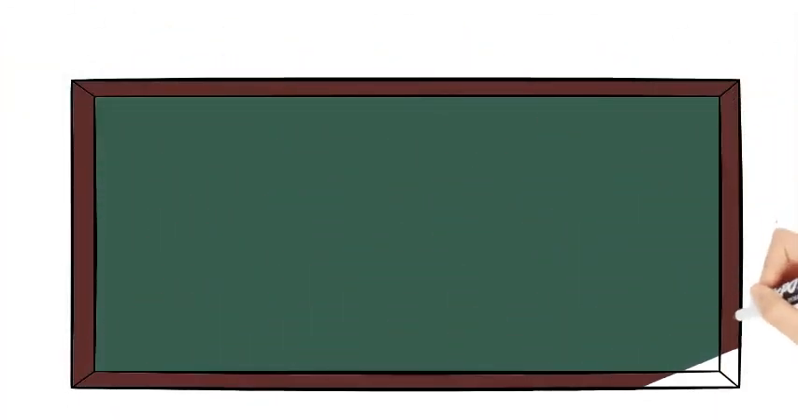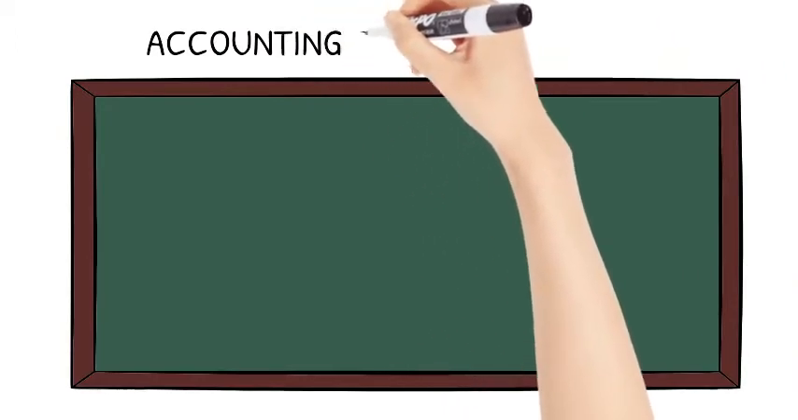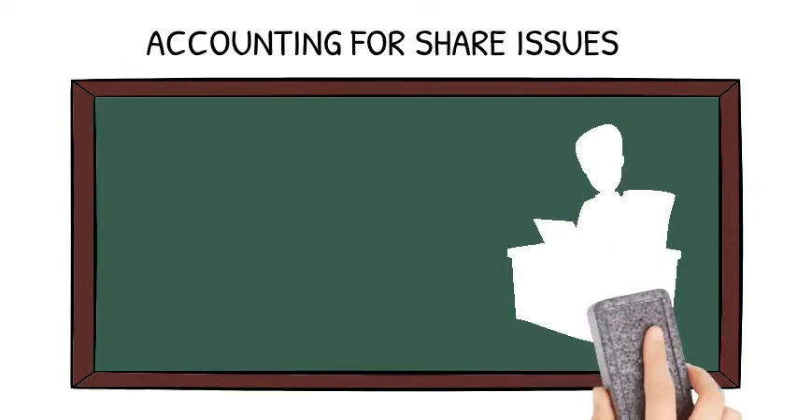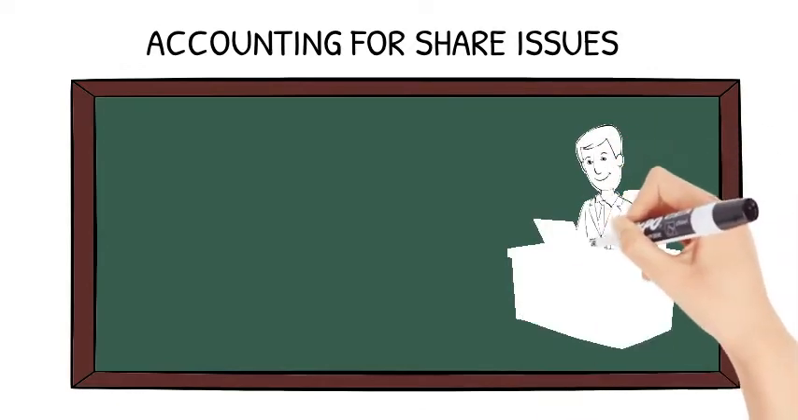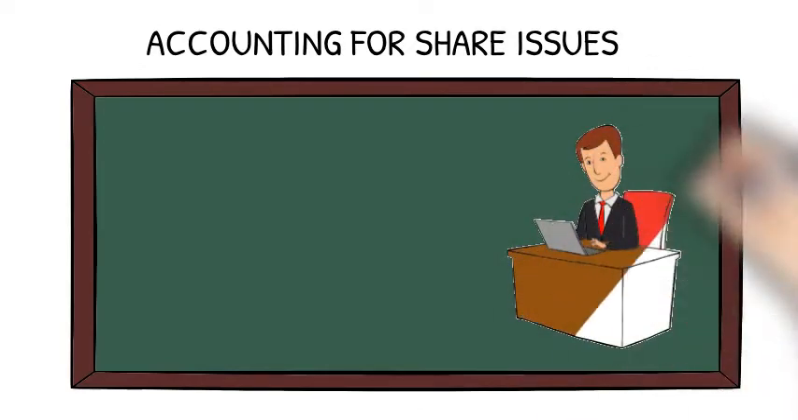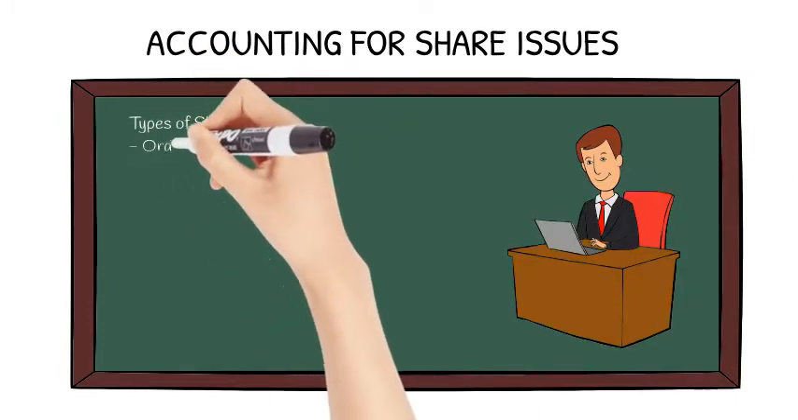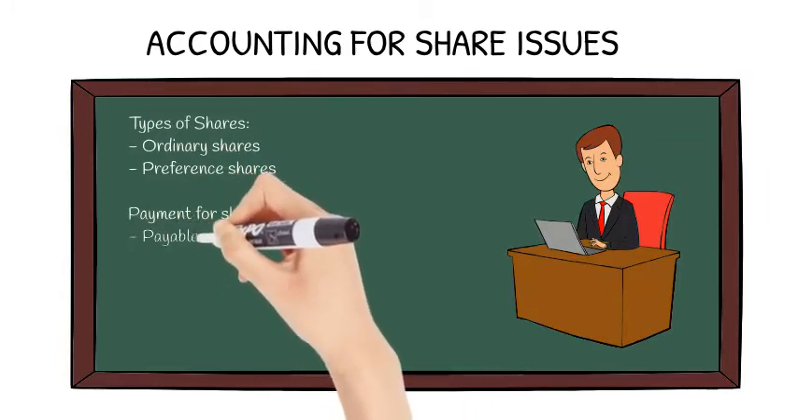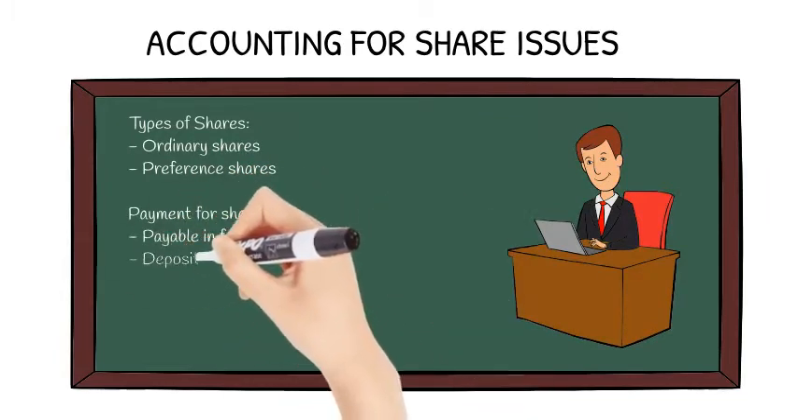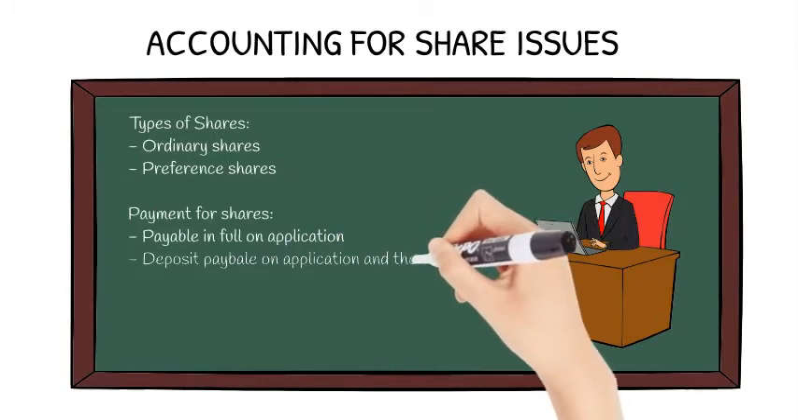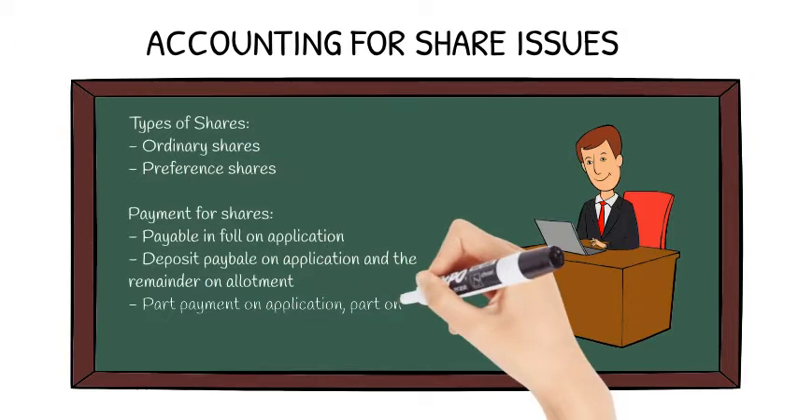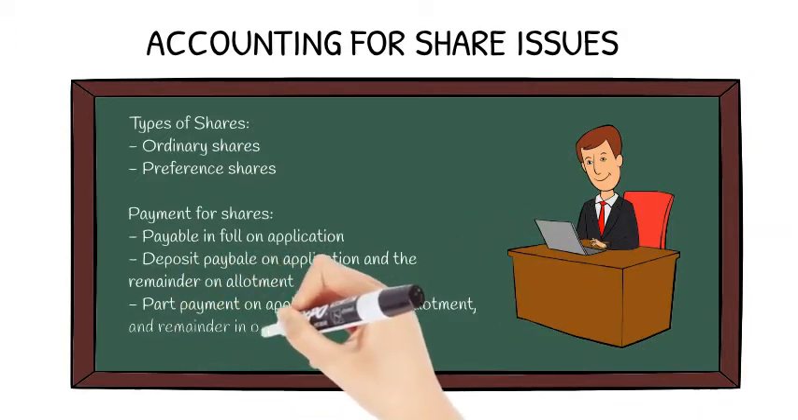Now let's look at accounting for share issues. There are two types of shares, ordinary and preference shares. In this course, I will show you how we account for payment for shares. Firstly, shares can be payable in full on application. That means when investors send in the application form, they'll send in all the money. Or they could choose to pay part on application and the remainder on allotment, which is like an installment. Or we have another option, which is part payment on application, an installment, and another installment, which is known as a call.